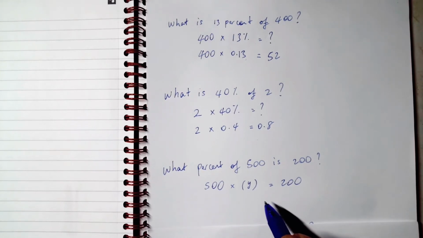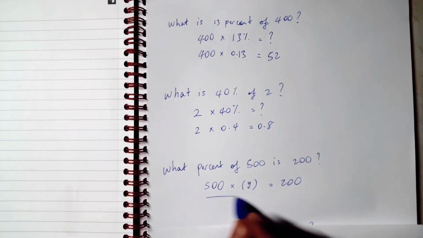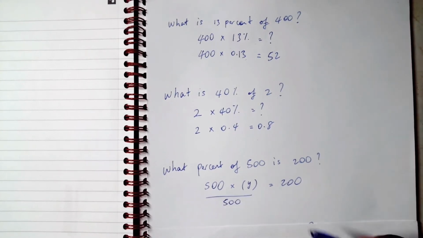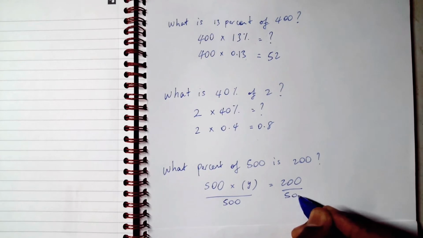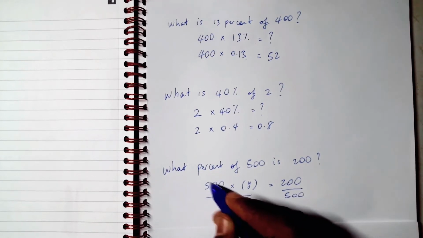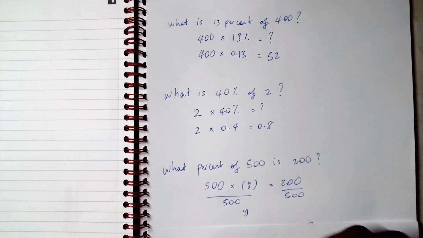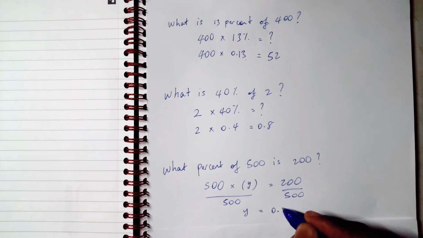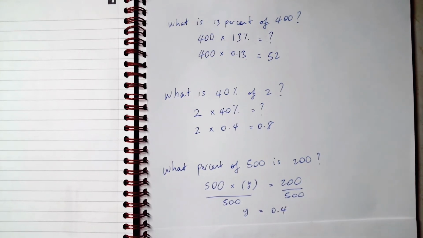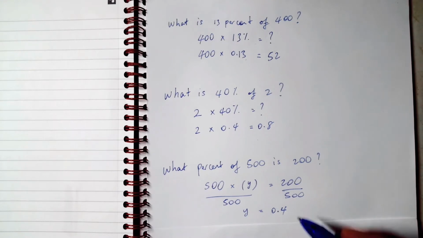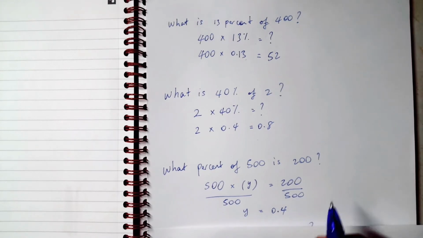To find what y is, we must make y the subject of the formula. To do that, we must divide both sides by 500. When this cancels this, y will be left by itself. This will be equal to 0.4. So this is the decimal version of our percentage. To find the actual percentage, we'll have to multiply this by 100.